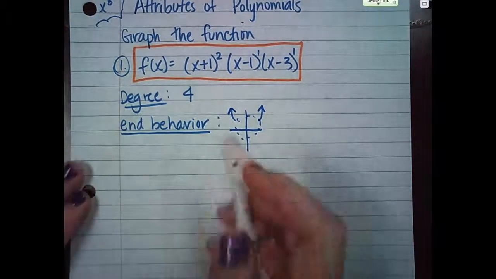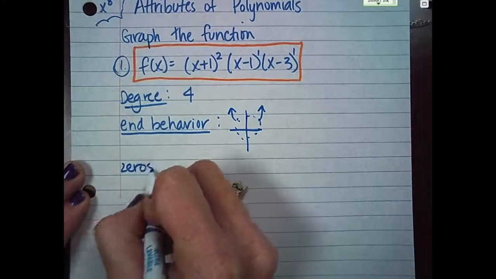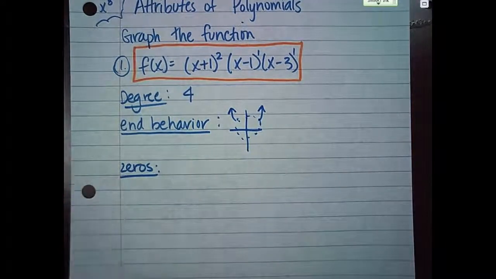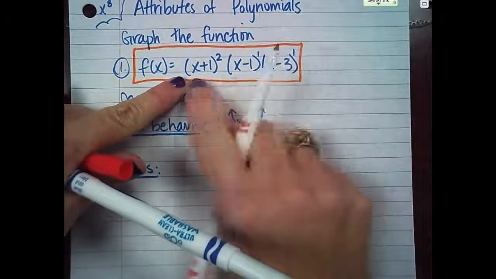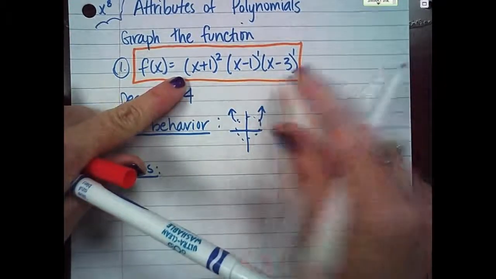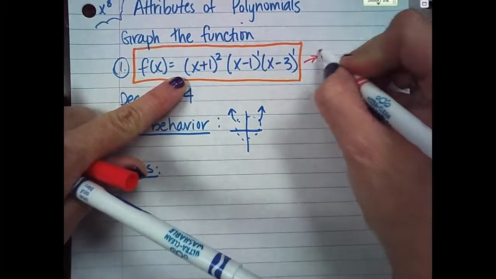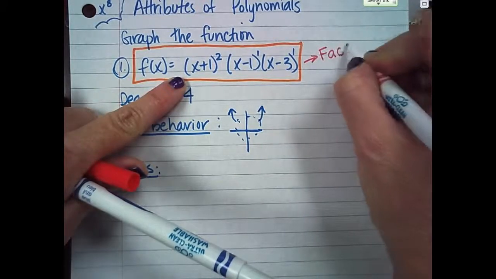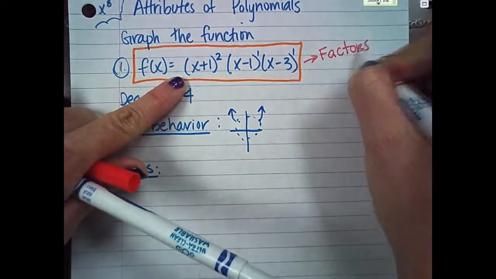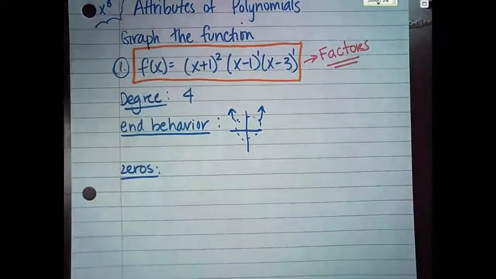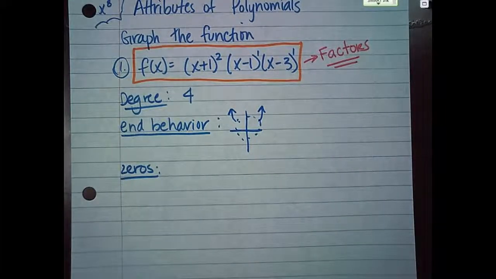Okay. The next thing that's going to help me graph it is by knowing my zeros. One of the confusing things that you come up with is these right here. These are not zeros. You may know what these are called. Factors. These are my factors, not my zeros. Okay? My factors. My zeros are the opposite.